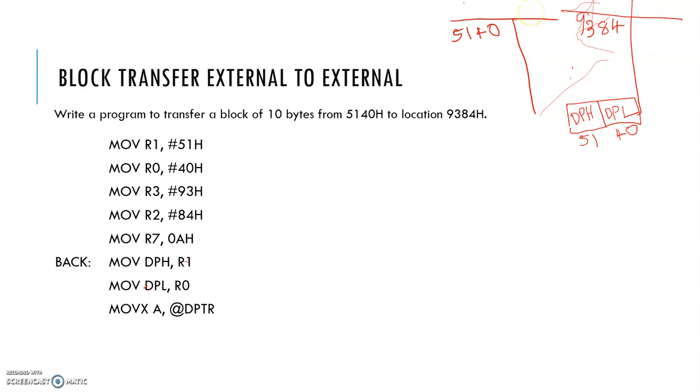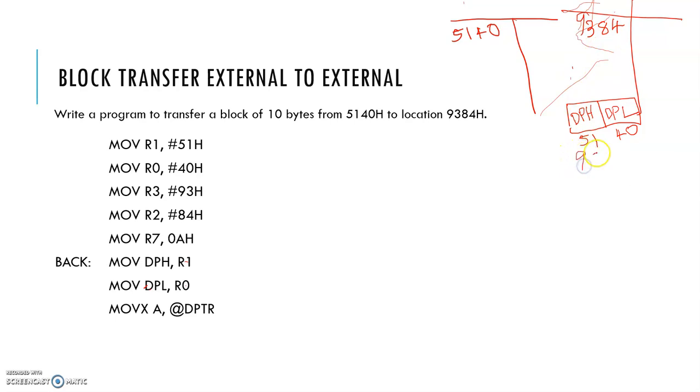Next, we need to copy this data to the destination, that is 9384. To copy the data from the accumulator to the location 9384, we need the data pointer to point to this location. That means the DPH should contain the value 93.